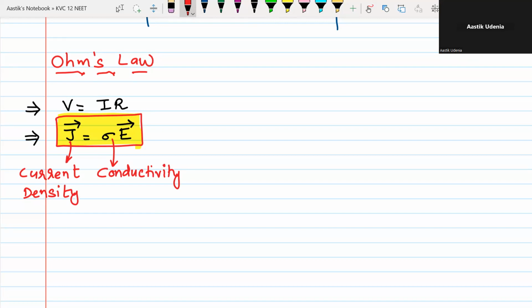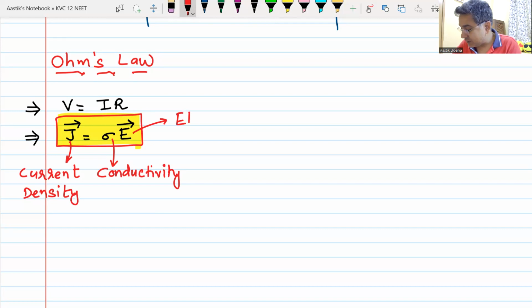J is your current density. Current density is a vector. That is what I can remind you of. It is current per unit area. Sigma is your conductivity, and E is your electric field. So please remember this formula of Ohm's law as well. This is the original formula of Ohm's law, which relates your current density with conductivity and electric field. I'll give you 2 minutes to note this one down. Please remember it.